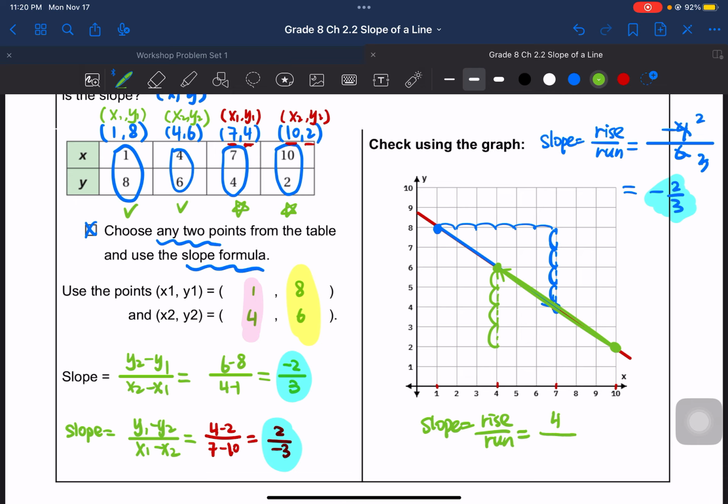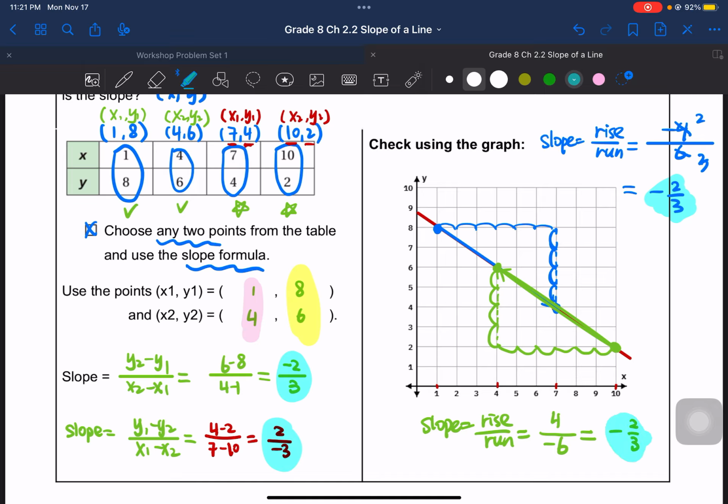And from the bottom point to the second point, we need to go to the left. 1, 2, 3, 4, 5, 6. We need to go to the left 6 units. Since it's going to the left, it's getting smaller and smaller, so it would be negative. So again, we'll get negative 2 over 3.